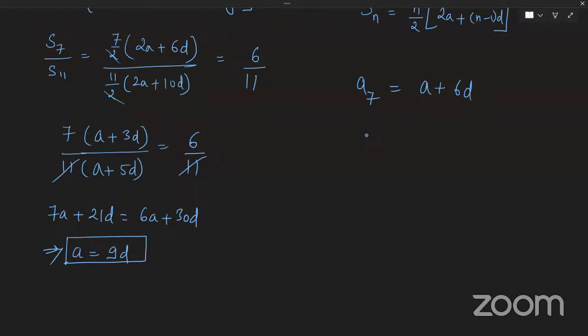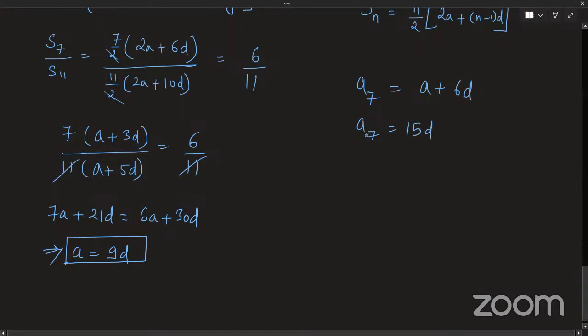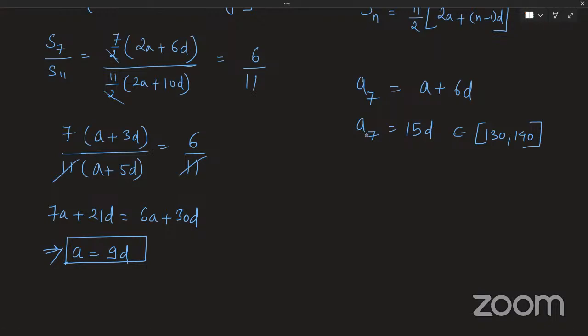So can I say that my A7 will be equal to 15d? Yes. And it is telling me that my 15d belongs between 130 and 140. So what will be the possible value of d? There is only one possible value of d if you closely observe. 135, sir. 135 divided by 15, right?